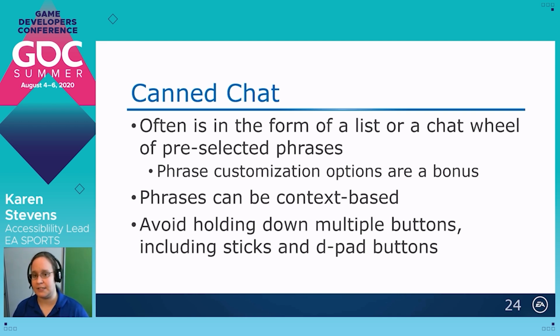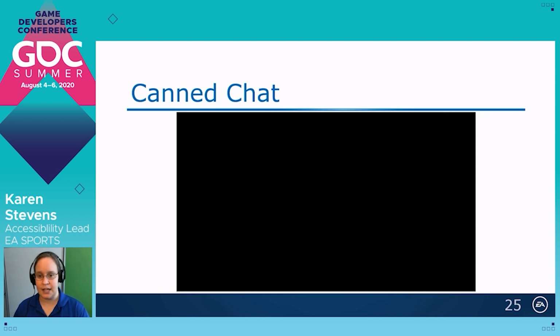Phrases can be context-based. So for example, in football, it's okay if offense and defense have different canned phrases available. As always, avoid holding down multiple buttons, including sticks and D-pads, because you don't know what people can do. So here's an example of canned chat in progress. I will say the first half of this video is the ability to see how it looks when somebody else is using it. Then the second half of the video is the examples of it being used.